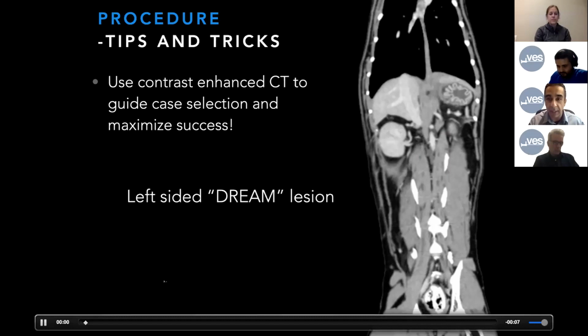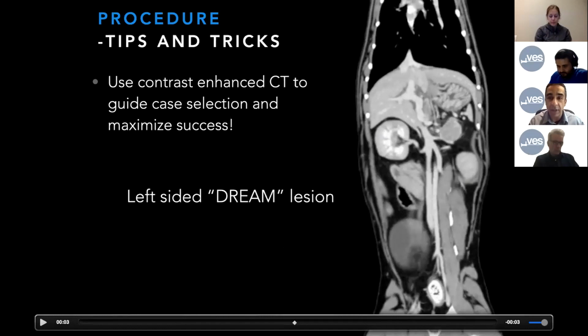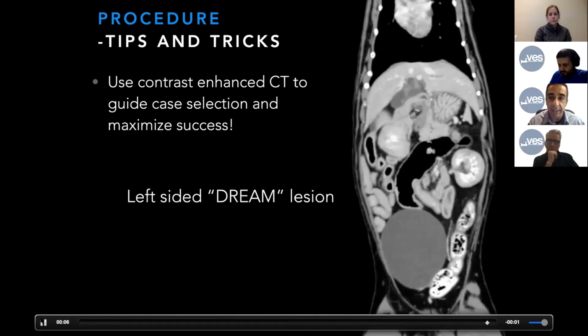And as I've put in the slide here, this is kind of like your dream lesion. We've got lots of room on the phrenico-abdominal vein here, lots of distance from the renal vein on this left-sided lesion. I wish every case was like this. And certainly it's a great one to do laparoscopic. And you know exactly what you're going to get into if you have these CT images.